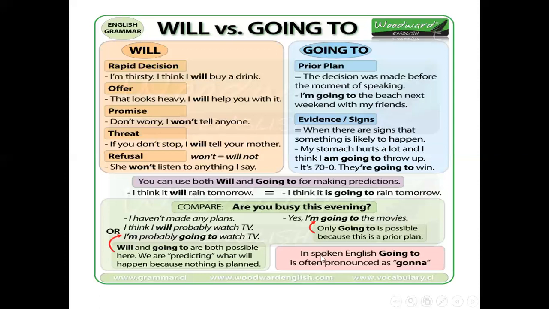In spoken English, going to is often pronounced as gonna. For example, I am going to play tennis. Here we can use gonna instead of going to, and I say, I am gonna play tennis. Well, if you understand the meaning, in what situation can I use will, and in what situations can I use am, is or are plus going to plus infinitive?